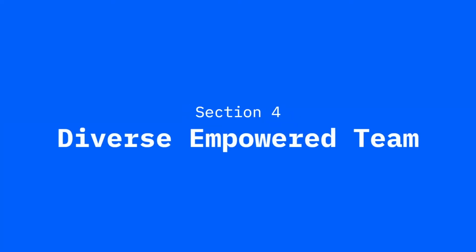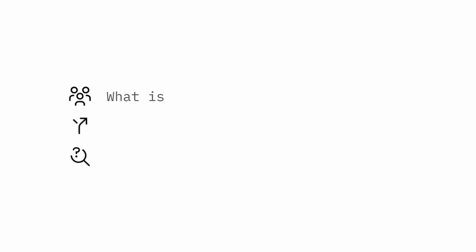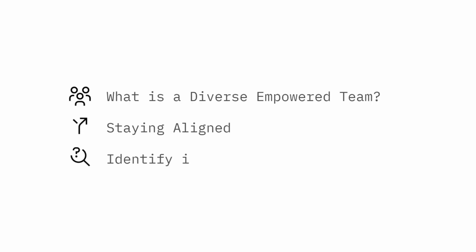In section 4 of this video, we will be looking into the third and final principle of enterprise design thinking. In this section, we'll look into what diverse empowered teams are, how to stay aligned, and how to identify if you are aligned.